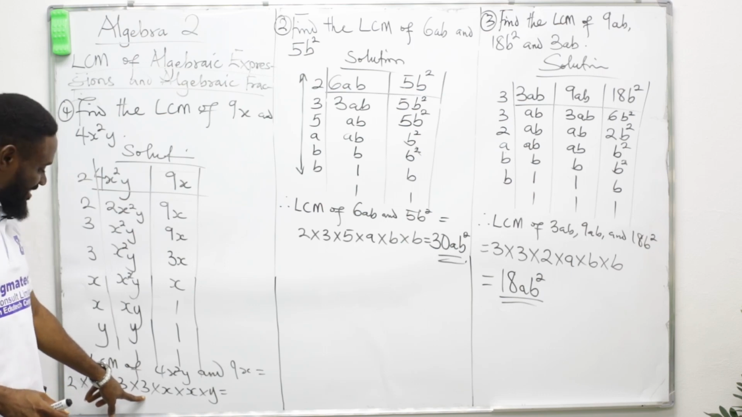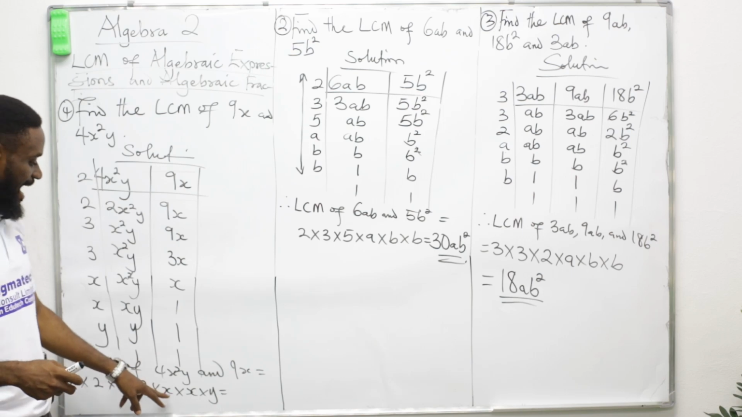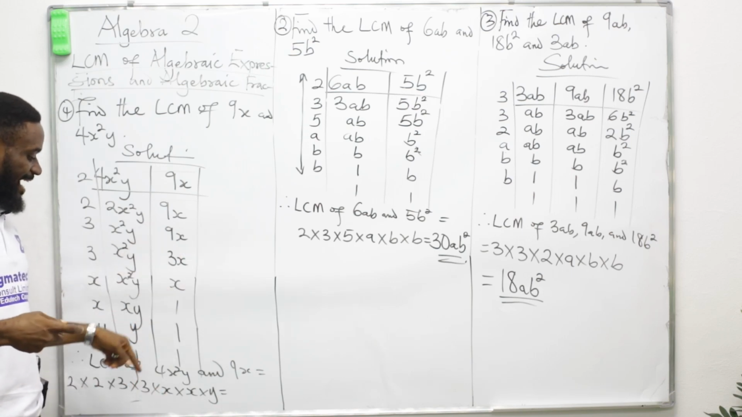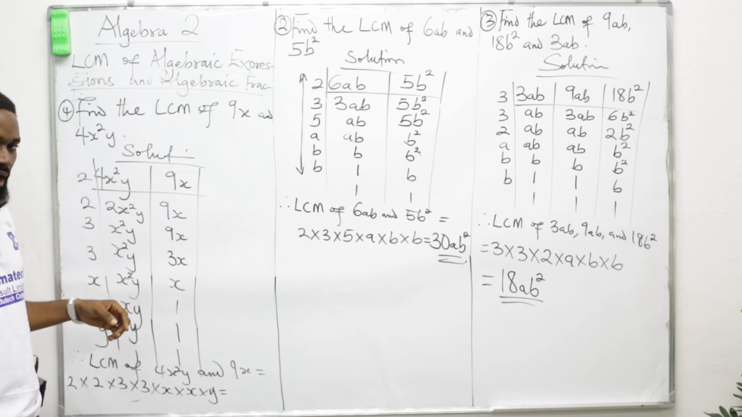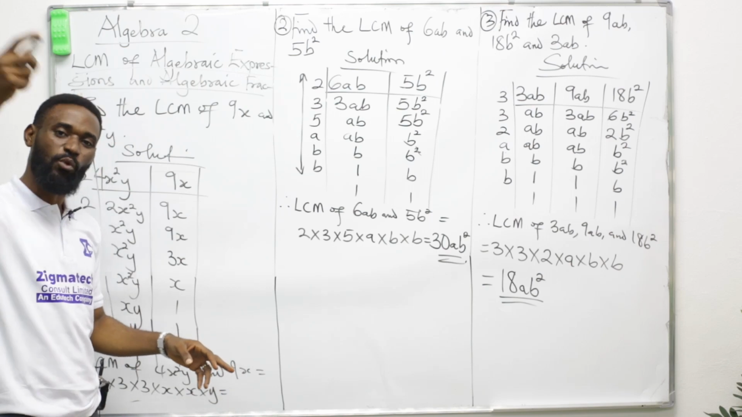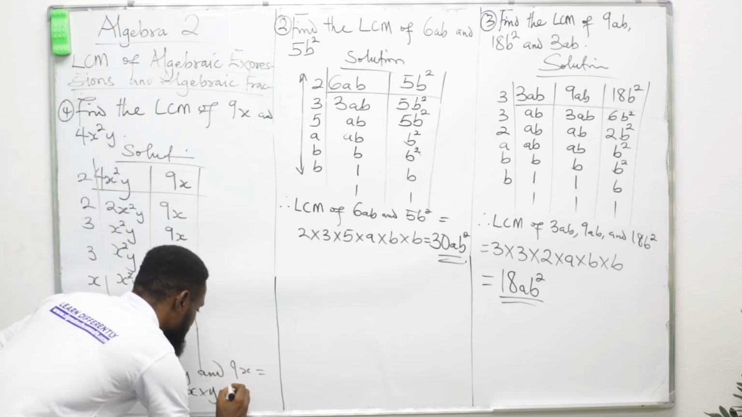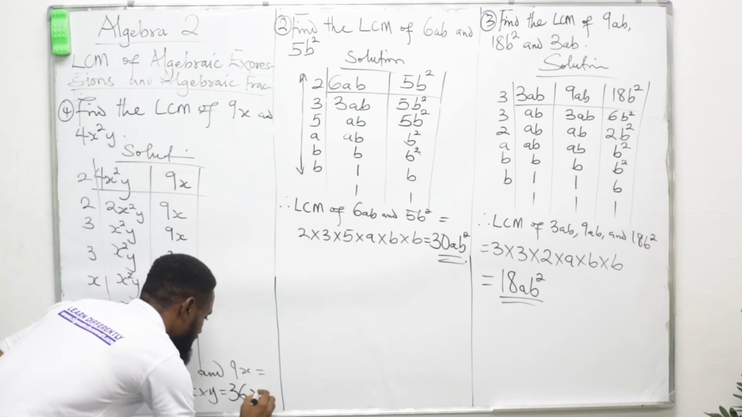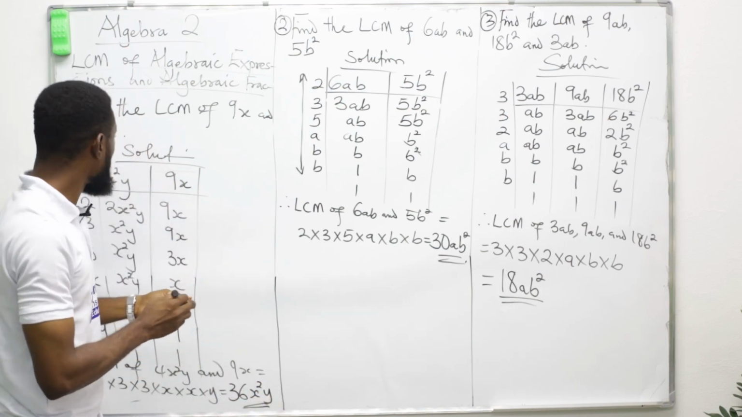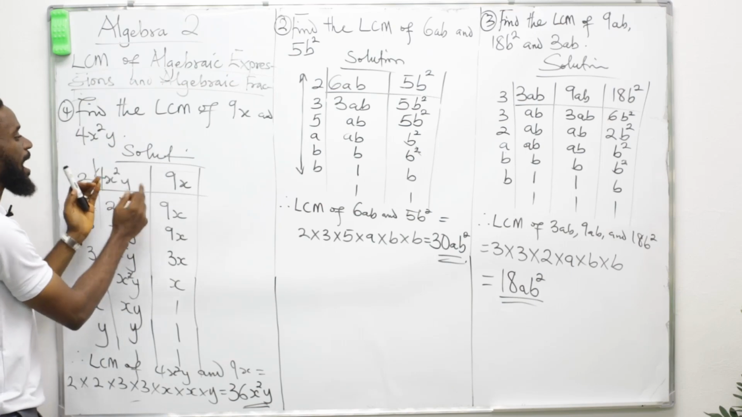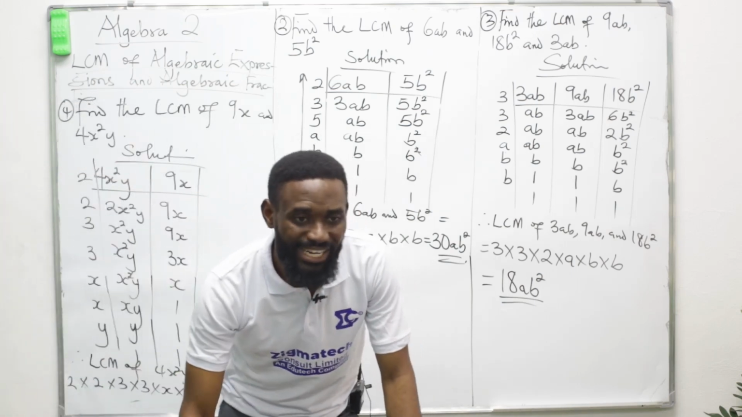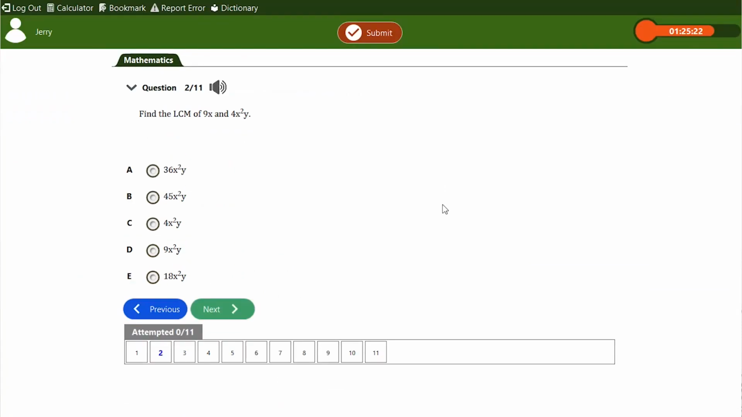Is what? 36. 36 times x is 36x. Okay? 36x times x is 36x squared. 36x squared times y is 36x squared y. So this is 36x squared y, which is our LCM of 4x squared y and 9x. If we look at our options, option A is the correct option.